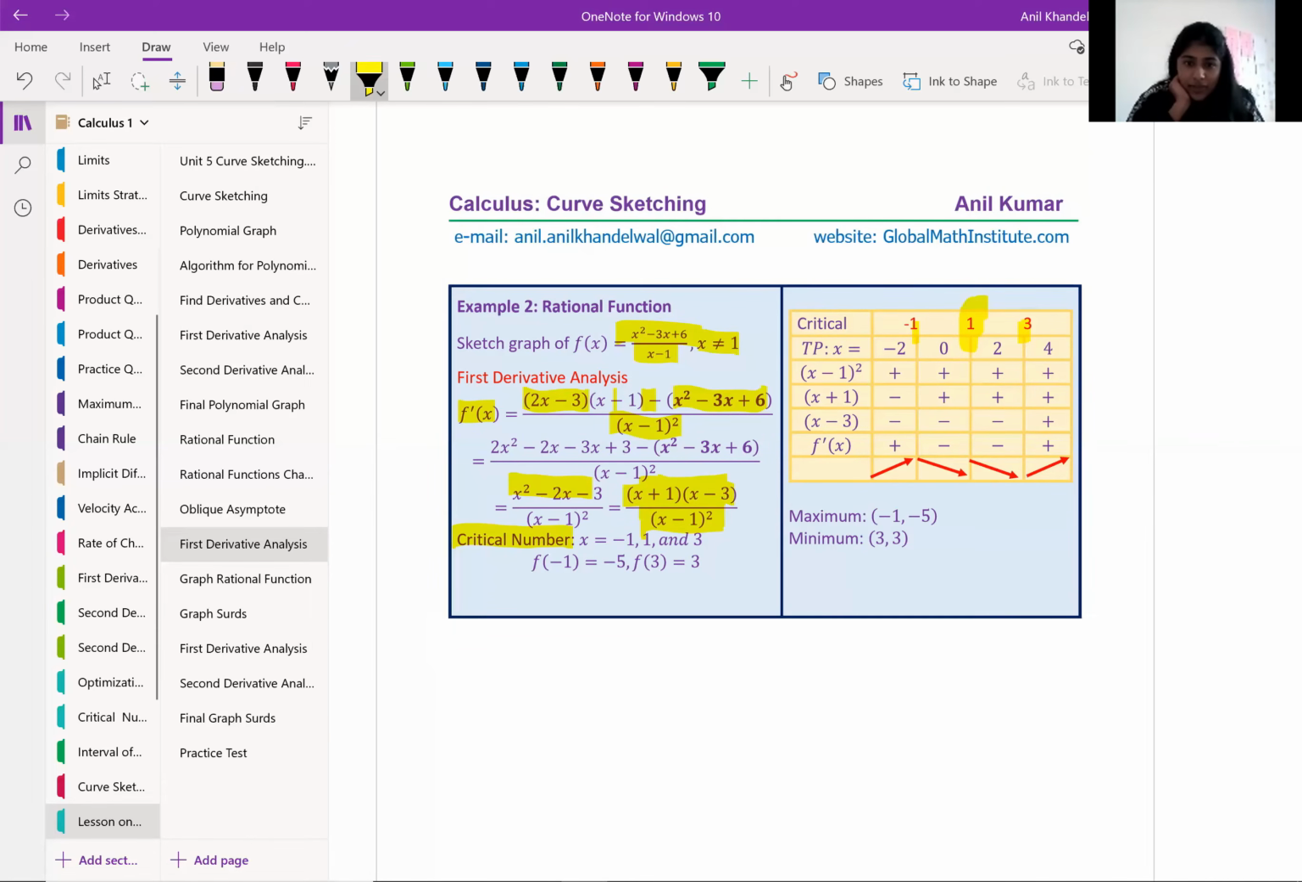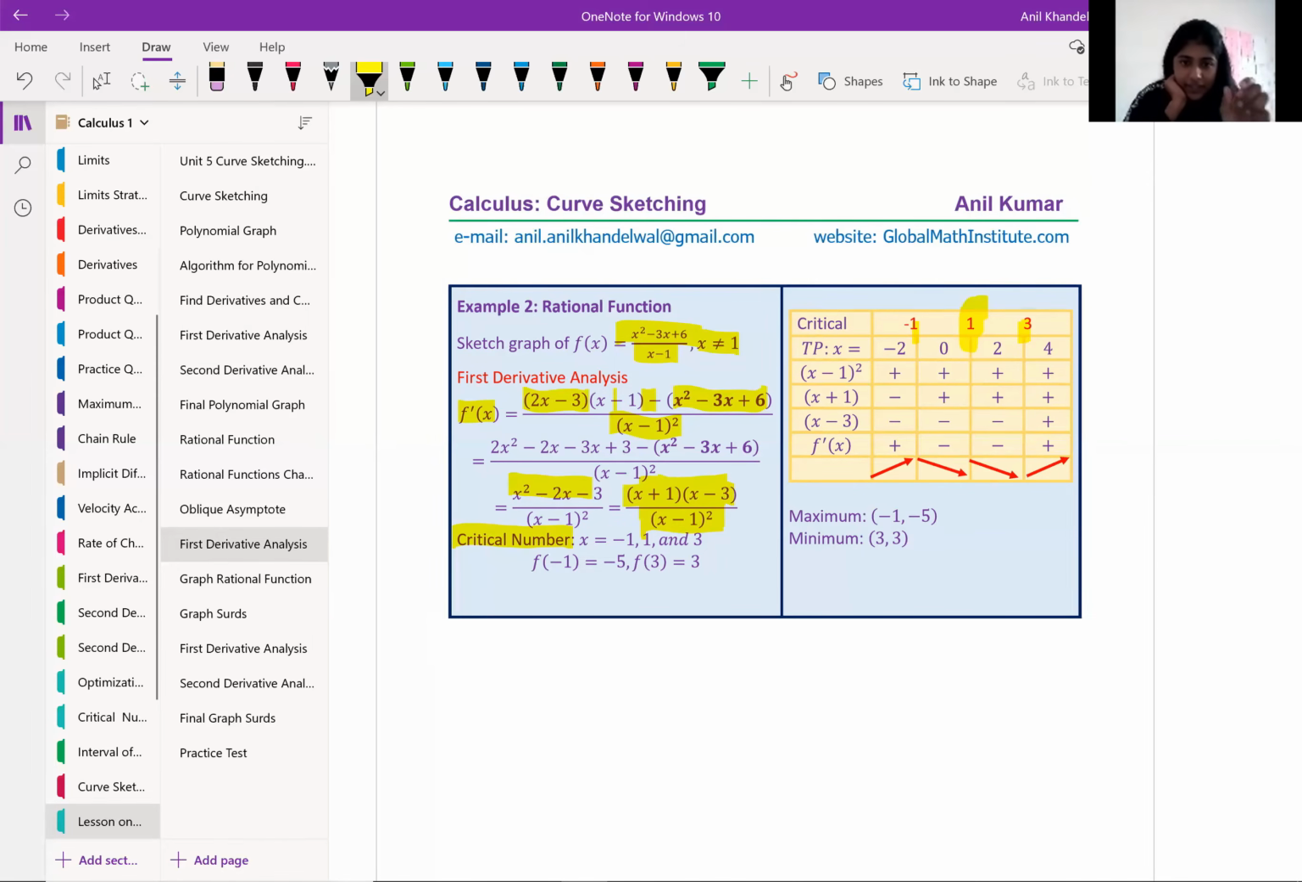So on the left side of -1, we choose -2. Between -1 and 1, we chose 0. Between 1 and 3, we chose 2. And from 3 to infinity, just choose something like 4. Okay. Then you sub in those test points.